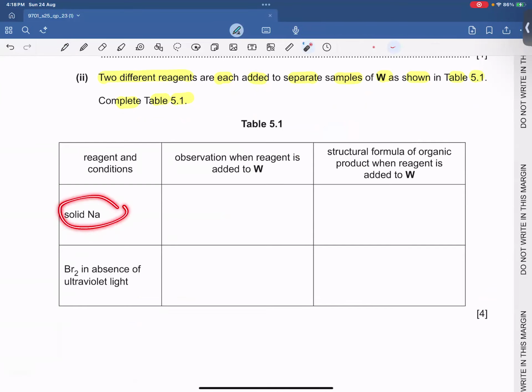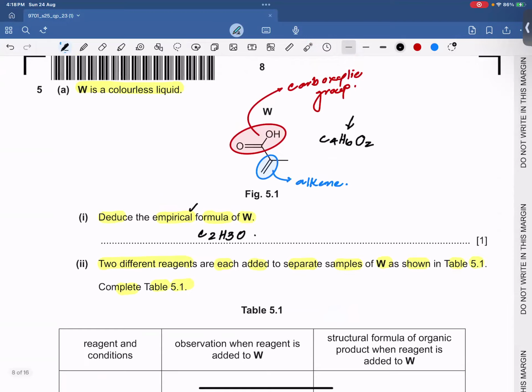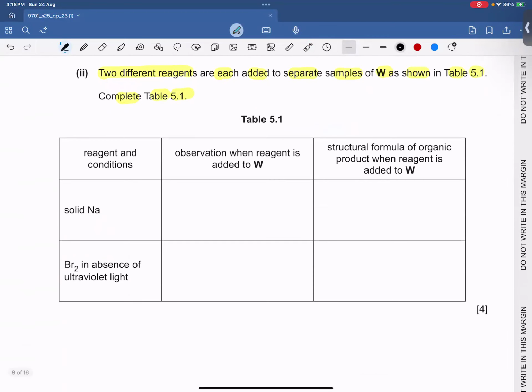Now, solid sodium is added. Obviously, solid sodium can react with carboxylic acid, but not with alkene. And obviously, when it reacts with acid, it will give you a salt and bubbles of hydrogen gas. Bubbles of gas is given off, also sodium disappears.